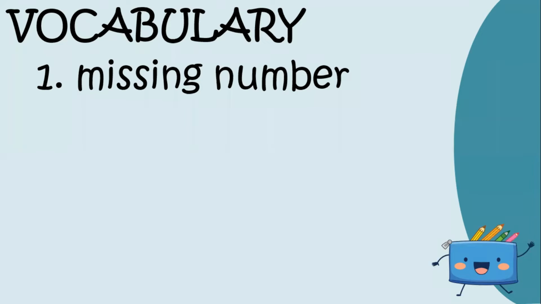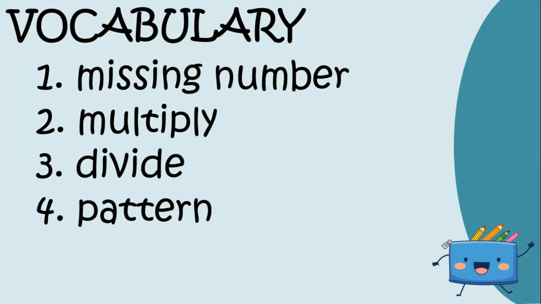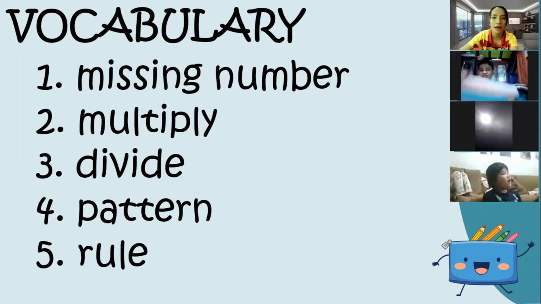Number 1, missing number. Number 2, multiply. Number 3, divide. Number 4, pattern. Number 5, rule. I'll repeat again. Number 1, missing number. Number 2, multiply. Number 3, divide. Number 4, pattern. Number 5, rule.